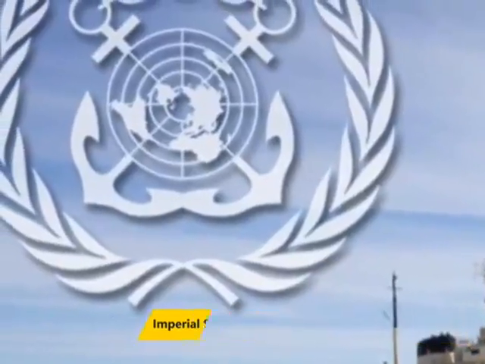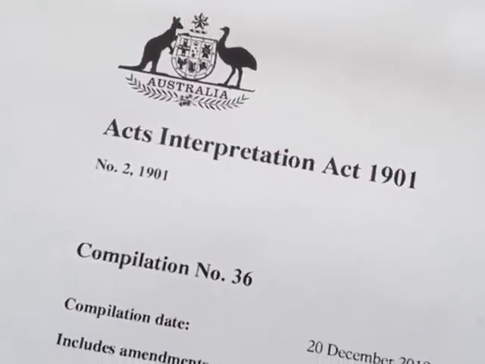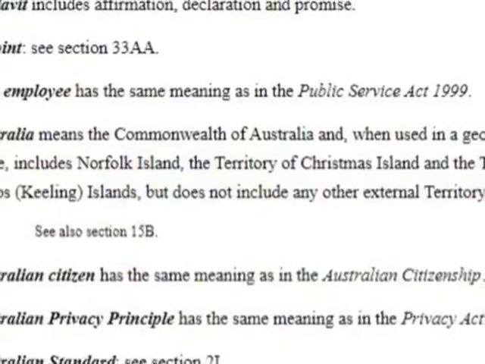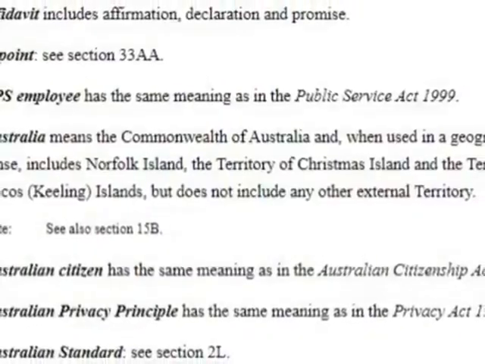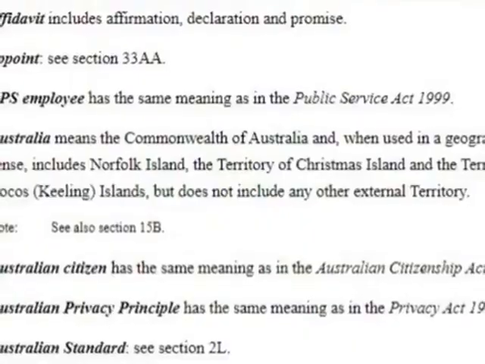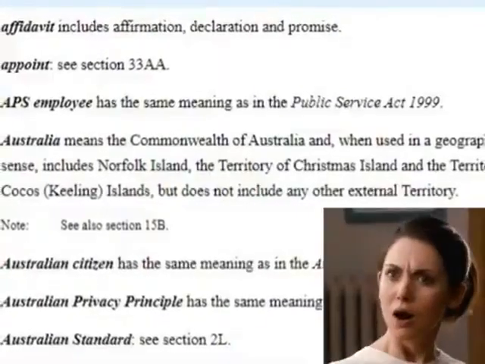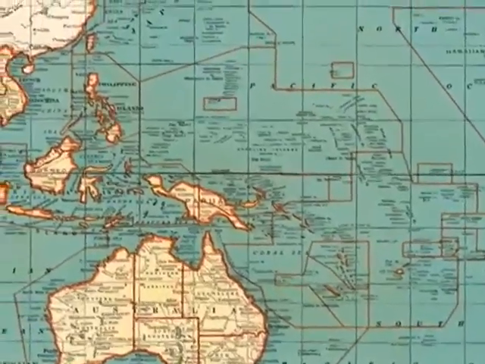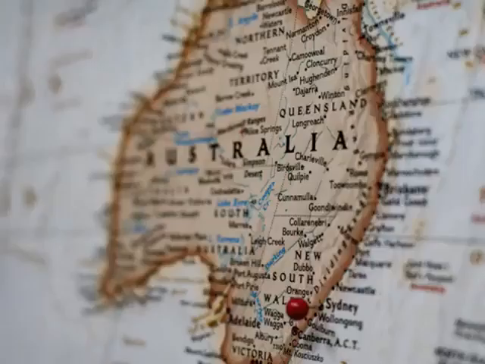Another interesting fact is, according to the Acts Interpretation Act of 1901, Australia and the Commonwealth of Australia are defined, when used in a geographical sense, as including the Norfolk Island, the territory of Christmas Island, and the territory of the Cocos-Keeling Islands, but not including any other external territories. Now this means that the landmass that we know as Australia is in actual fact not.